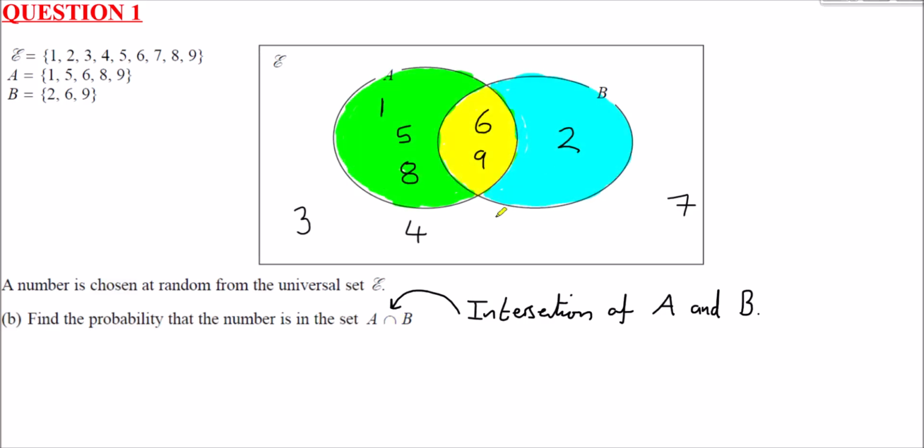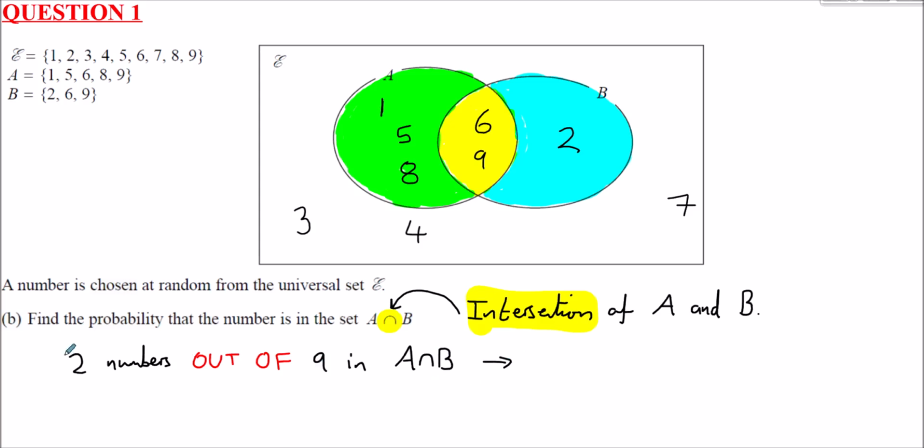This is what we had from part A, and so in the intersection, you can clearly see there are two numbers. So we can therefore reason out, because there's two numbers literally out of a total of 9 in A intersection symbol B.